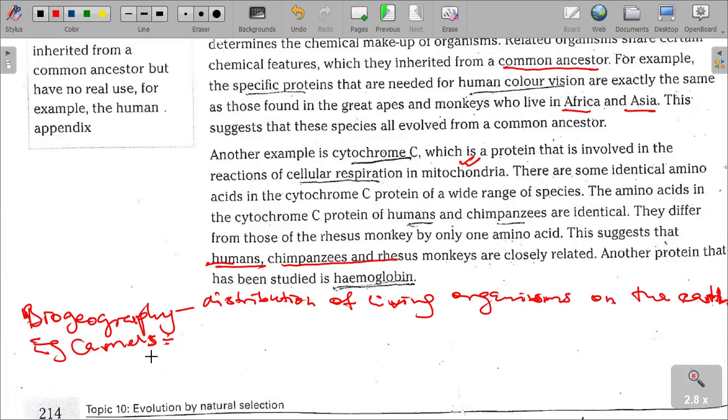Early North American camels migrated to other places. That is biogeography, the distribution that we are talking about. So early North American camels migrated to other places.